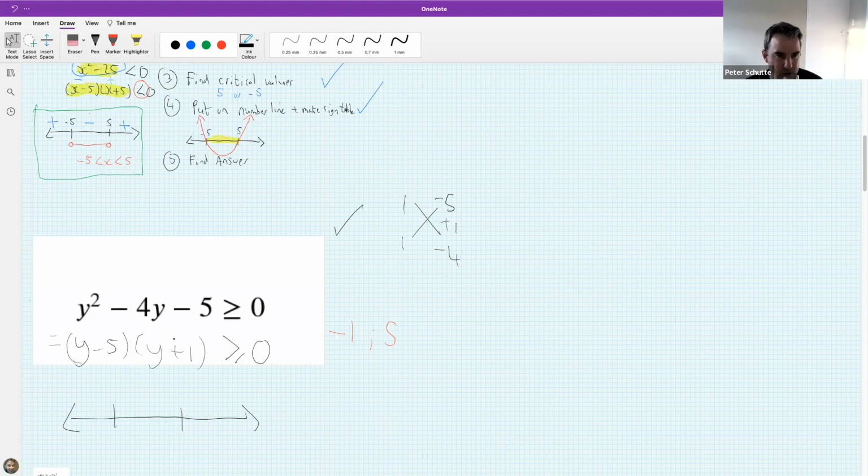I'll give you some more time. So this is -1 here, and this is 5. Now I choose a number bigger than 5. Let's say 10, because it's easy. 10 minus 5 will be positive, and 10 plus 1 will be positive. So when these two factors get multiplied together, they always give me a positive. That describes this part here.